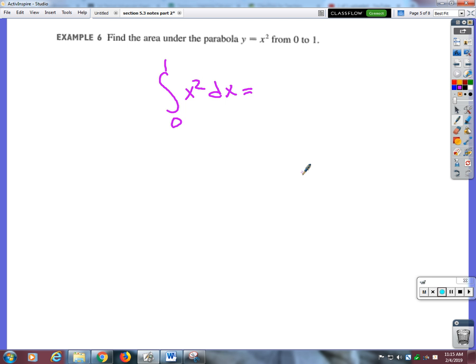x cubed over 3. The area is 1/3. Yeah, easy peasy, right?